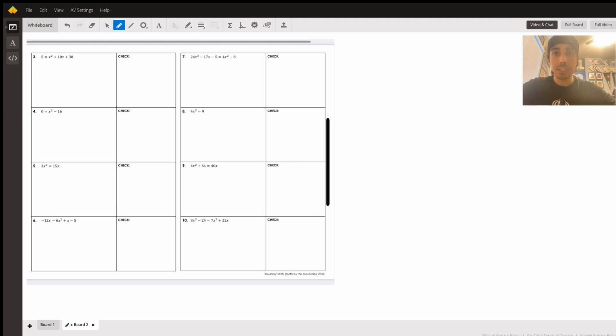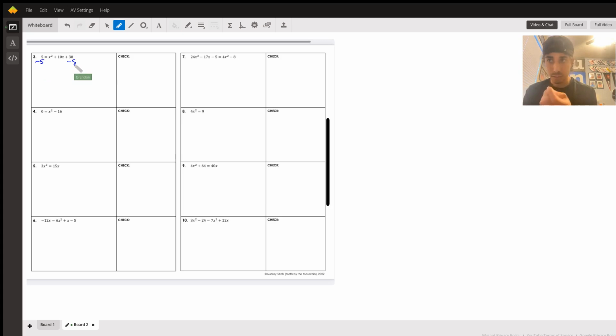Okay, number 3. Remember that very first step that we talked about on the previous page is that we need to get this whole thing to be equal to 0. Well, right now, all this junk is not equal to 0. It's equal to 5. So we need to get it equal to 0. How are we going to do that? Subtract 5 on both sides.